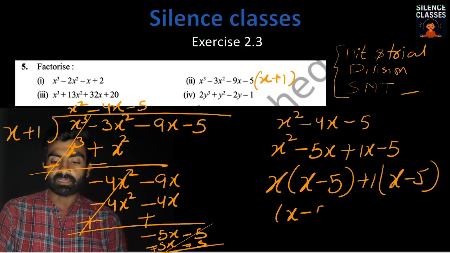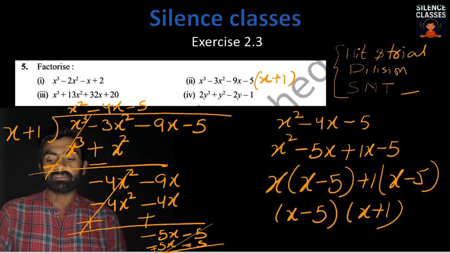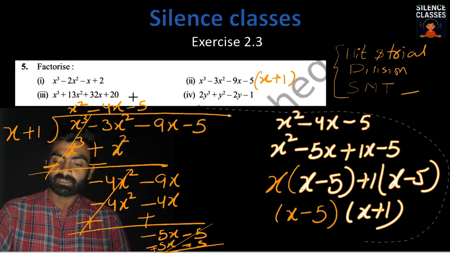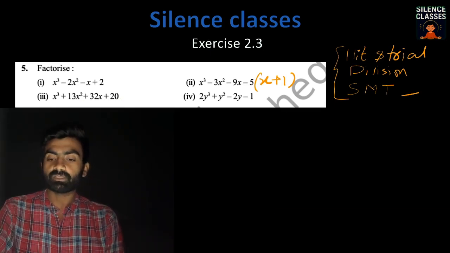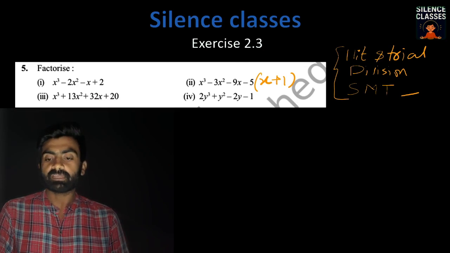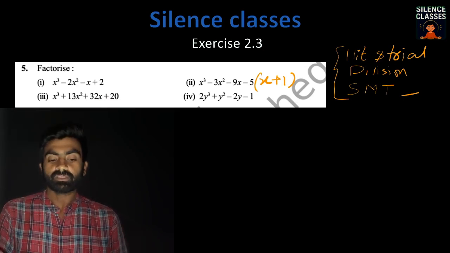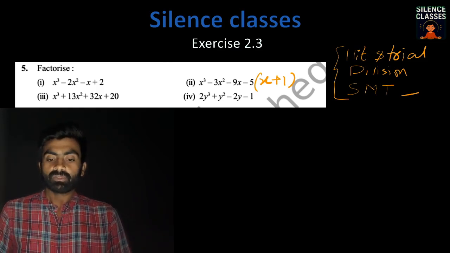So x minus 5 and x plus 1 are the two factors, and the third one is x plus 1. So these are the three factors of this particular expression. Okay, now let's move to the third part. I hope you guys are understanding. This method looks a little bit lengthy, but the method is very easy. It is just the hit and trial method, by which you can easily find the answers to the questions.